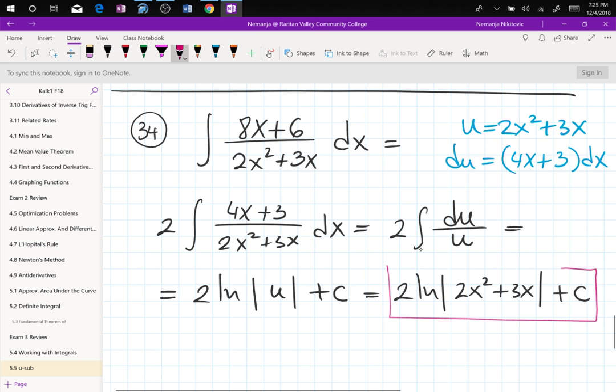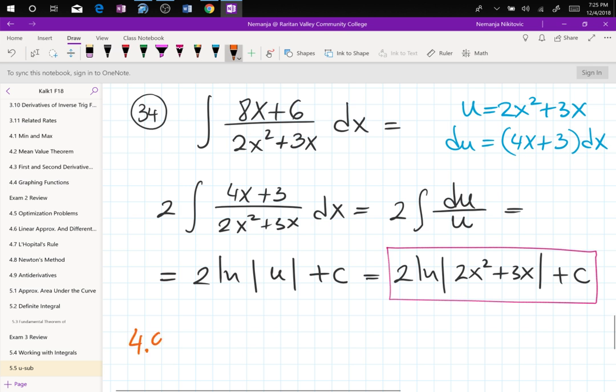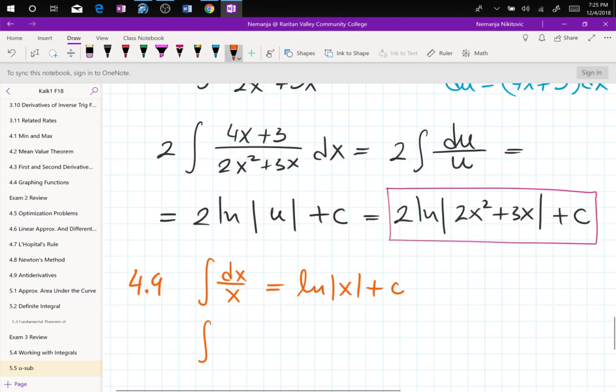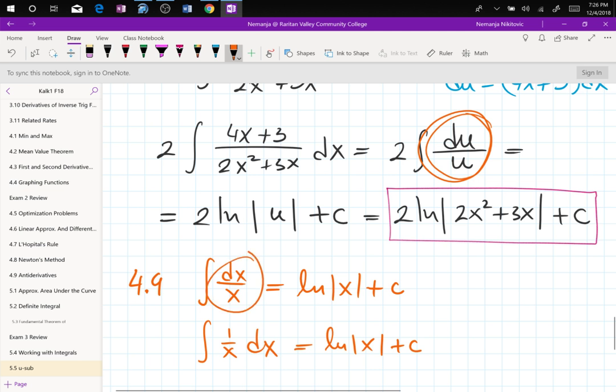Now, I know that this problem didn't go too well on the test, so I'm going to write the formula from 4.9: integral of dx over x is ln absolute x plus c. Also, you can see it as integral of 1 over x dx. It's the same thing. Ln absolute x plus c. So whatever form you run into, whether it's dx over x or 1 over x dx, it's times dx. You can see that it's the same form.